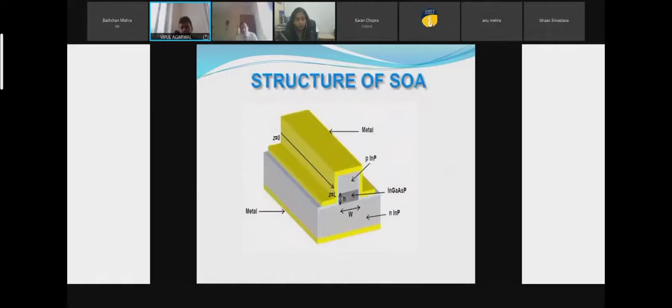So this is the structure of SOA. This is the conventional SOA, but now if we use quantum dot SOA in the active region, then we can overcome the limitation of slow carrier recovery, which leads to unequal amplification of pulses.